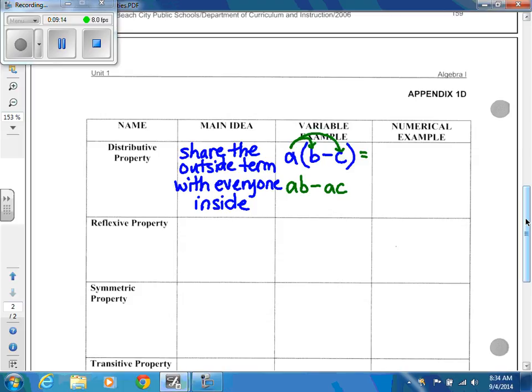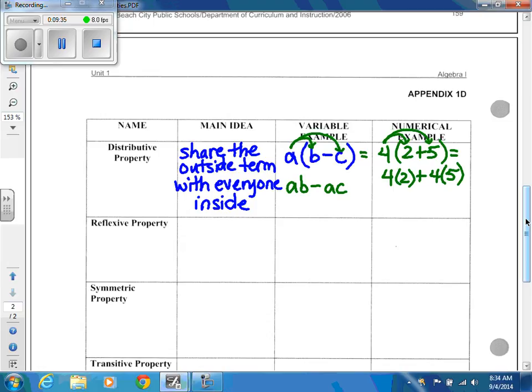For the numerical example, okay, if I have a number on the outside and numbers on the inside, you're doing the same process, but it looks a little bit different because it's all numbers. Okay, if you take 4 times 2, you'll get your first piece, put your plus sign. 4 times 5, will give you your second part. And notice the 4 was used twice, so it's a big clue that that's what you're doing.